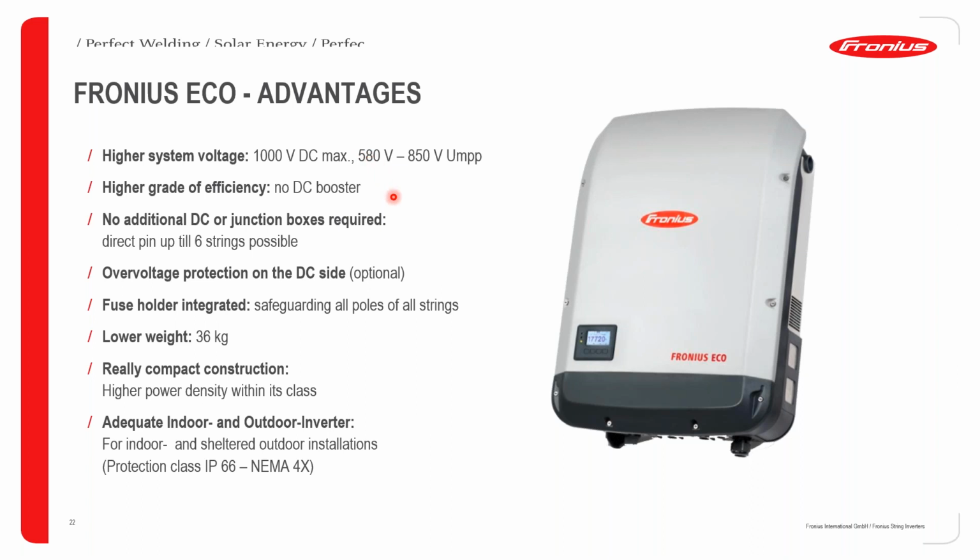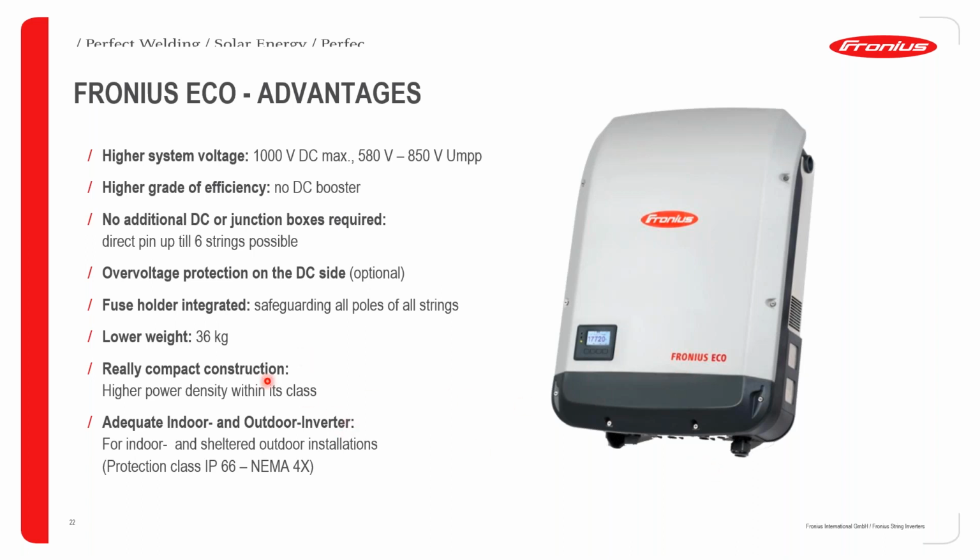Some of you might ask, why is 580 such a big value? Well, if you're looking at big commercial systems, you're most likely going to have long strings, so getting 580 volts on long strings is quite easy on a big commercial system. You also get a very high grade of efficiency, and the reason for this is that we don't have a DC booster. With the Fronius Eco, you can directly connect 6 strings of 1000 volts DC directly to the inverter. So again, there's no real need for any DC combiner boxes.